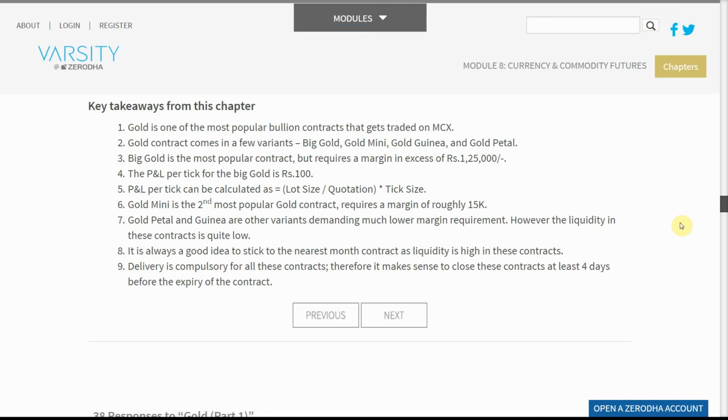Gold Mini is the second most popular gold contract. Requires a margin of roughly 15k. Gold Petal and Guinea are other variants demanding much lower margin requirement. However, the liquidity in these contracts is quite low. It is always a good idea to stick to the nearest month contract as liquidity is high in these contracts. Delivery is compulsory for all these contracts. Therefore, it makes sense to close these contracts at least 4 days before the expiry of the contract.